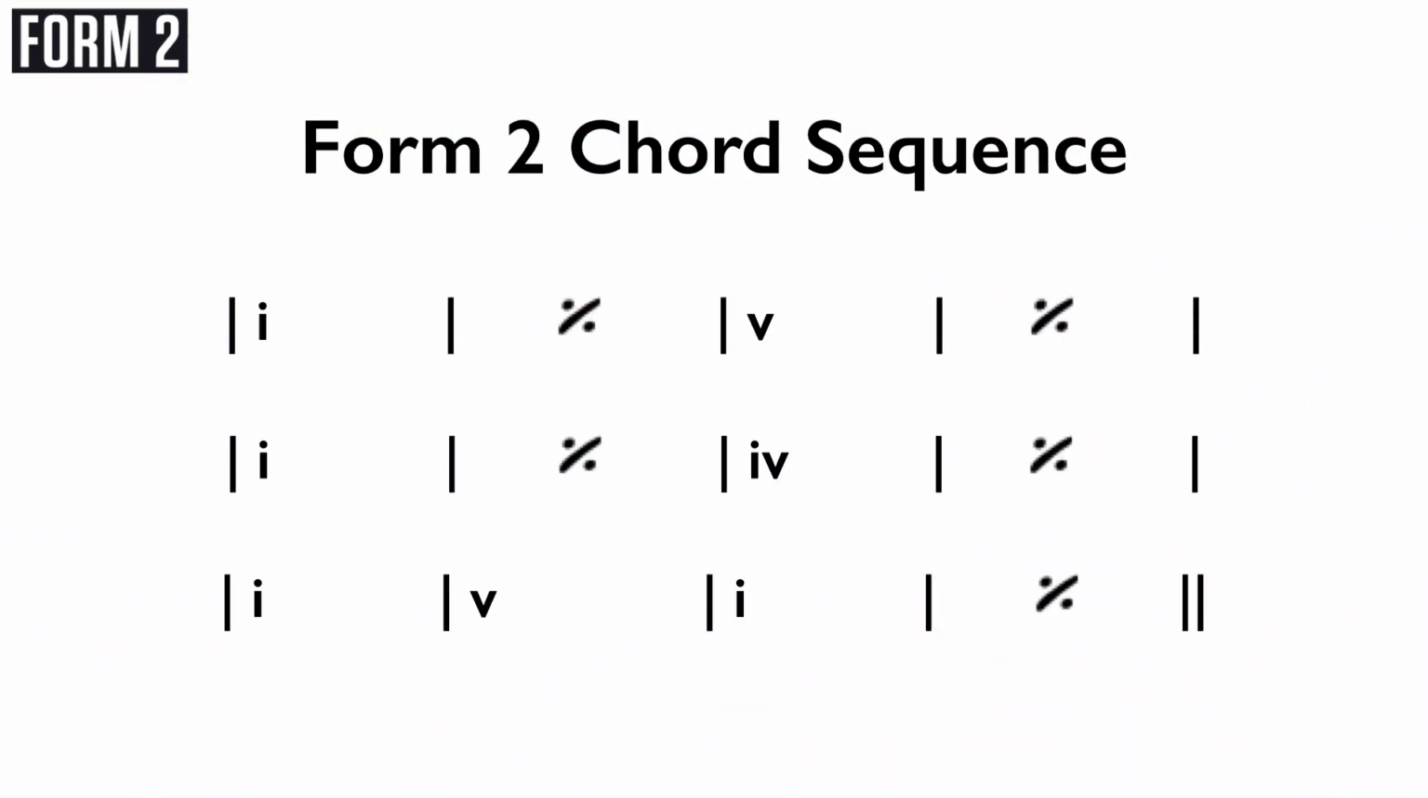Form number 2 is a very common minor blues progression. So it's the same chords as in the 12 bar, chord 1, chord 4, chord 5, but the minor versions, but the chords are swapped around a bit. So this is the progression in Roman numerals.